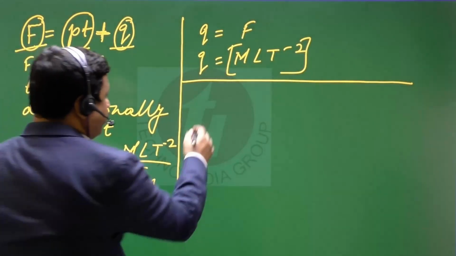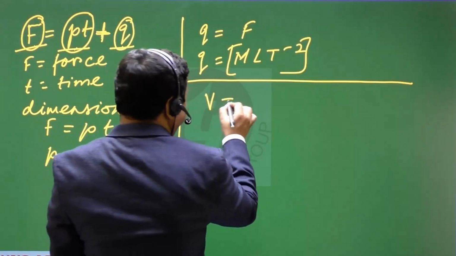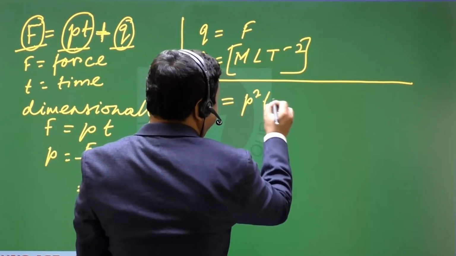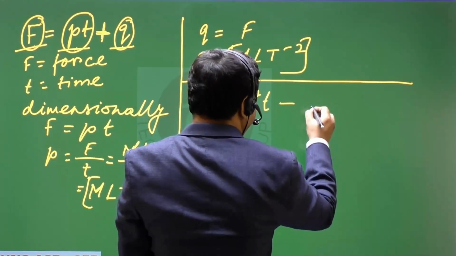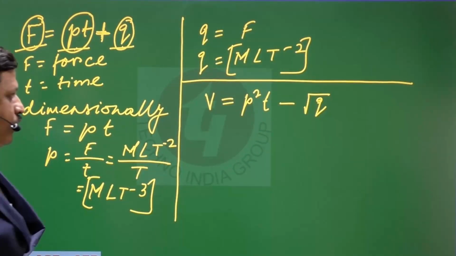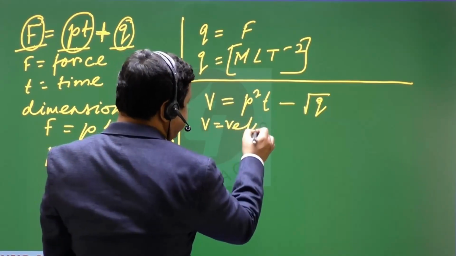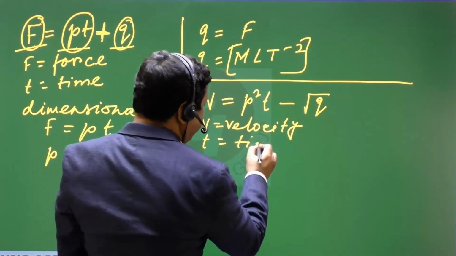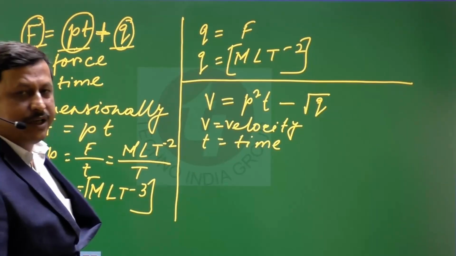Next, you do the numericals. Say V equals P square into T minus root Q. Then what is the dimension of P and Q if V is represented as velocity? V is the velocity and T is the time. Then what is the dimension of P and Q?